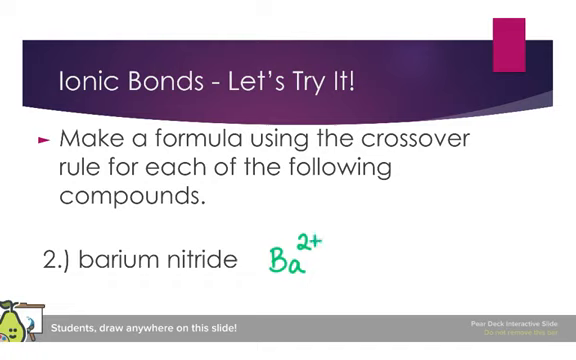Nitride is nitrogen. So N, and we did this ion already, it's in column 5. 5 valence electrons, it needs 3 more to become stable. When it gains those 3 negative electrons, it'll be a -3 charge. Taking our numbers and crossing them over, we get Ba3N2.